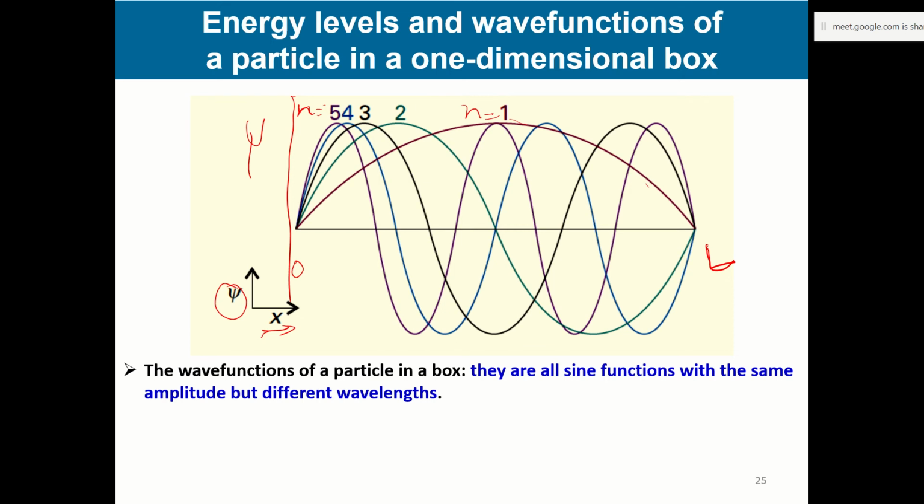What you see here is that all the waves must become zero at the two boundaries when they touch the wall. That's happening. Number two, all the waves have the same amplitude. For n equal to 1, this is the maximum amplitude you are seeing, and the amplitudes are not changing; the amplitude is the same for all the functions.